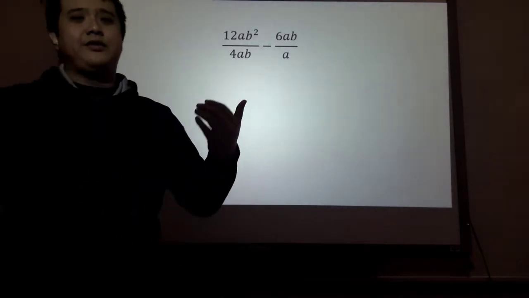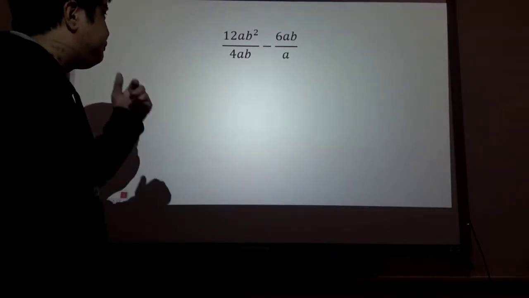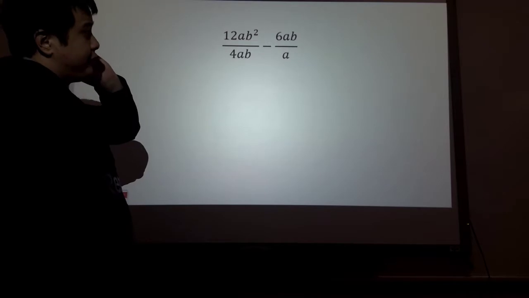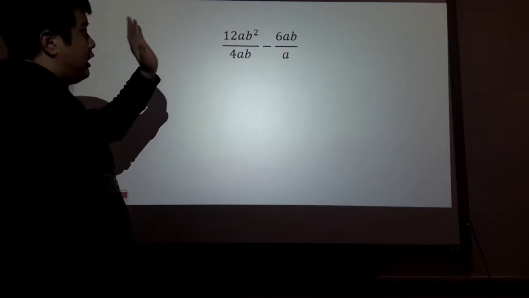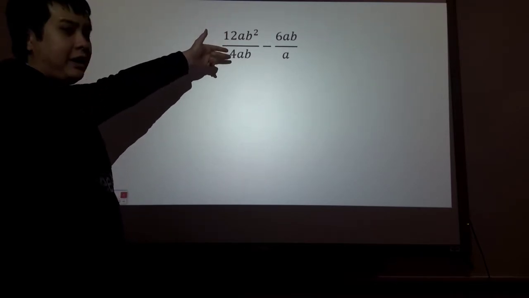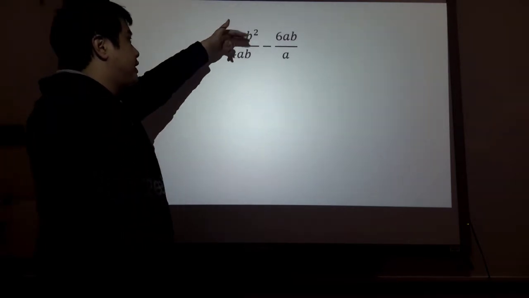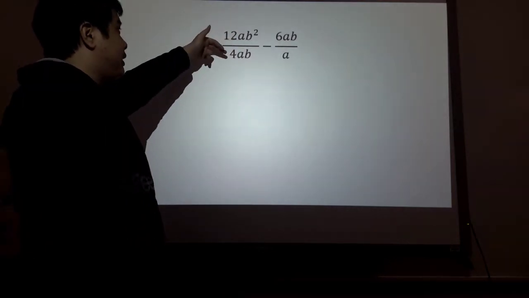What does this have to do with division of algebraic expressions? Well, here we have something very similar. We have an a at the top and an a at the bottom, and ab squared at the top and ab at the bottom, and a 12 at the top and a 4 at the bottom.